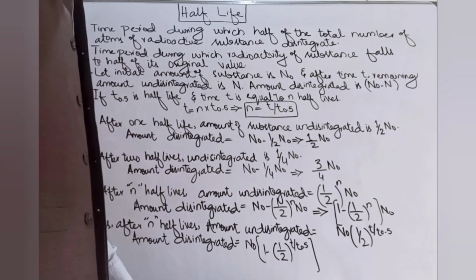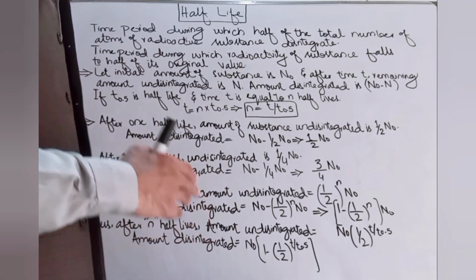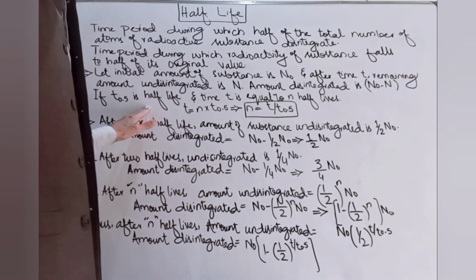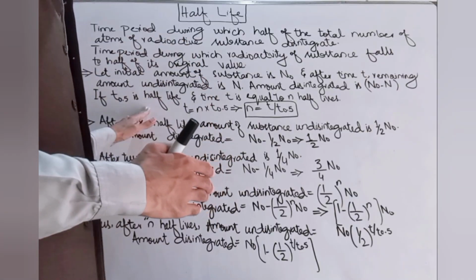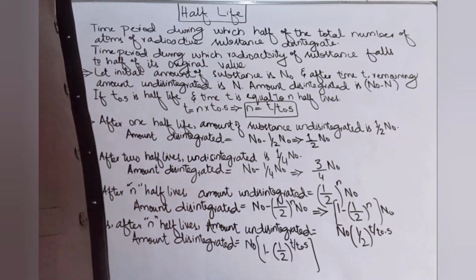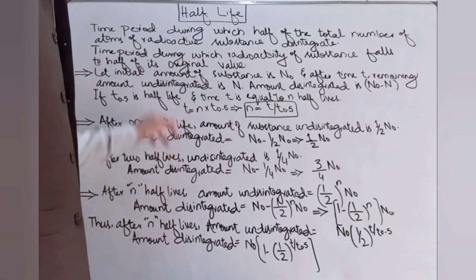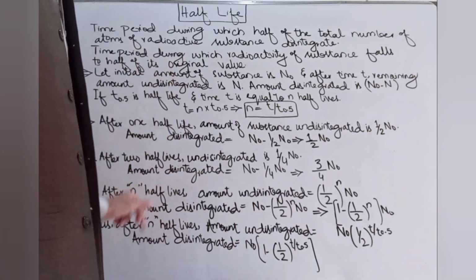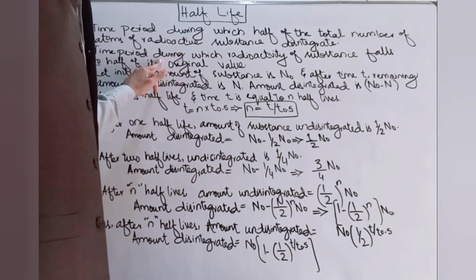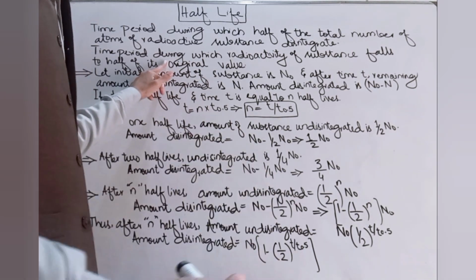Suppose we have 1000 atoms at the start of the process. After one half-life it would decrease to 500. So it's the time period during which one half of the radioactive atoms are disintegrated and one half is left behind. But we cannot count the number of atoms by a conventional method. So another way to define the half-life is the time period during which the radioactivity of a substance falls to one half of its original value at the start.